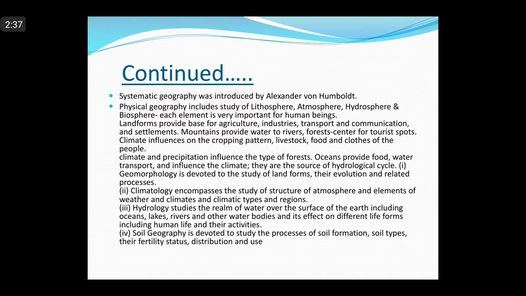There are four main branches of physical geography: geomorphology, climatology, hydrology, and soil geography. Okay, and it examines man-environment relations, cause and effect relationships become clear, and the basic principles of geography are easily understood through these branches, right? So let us discuss one by one.